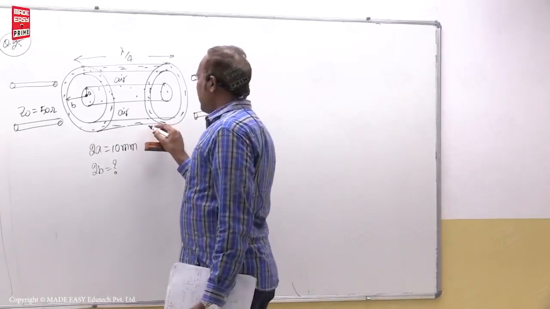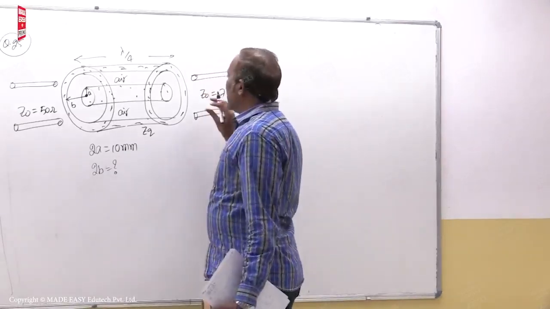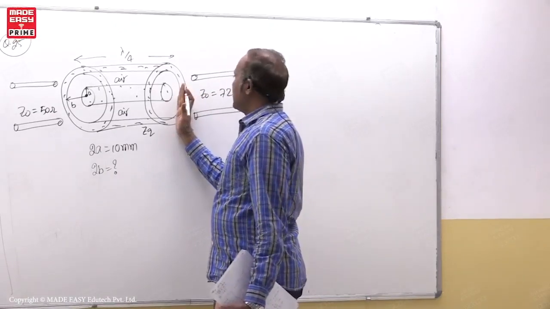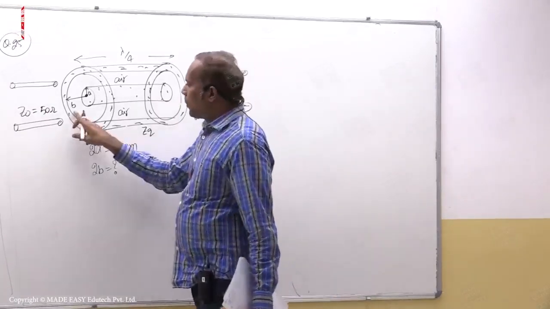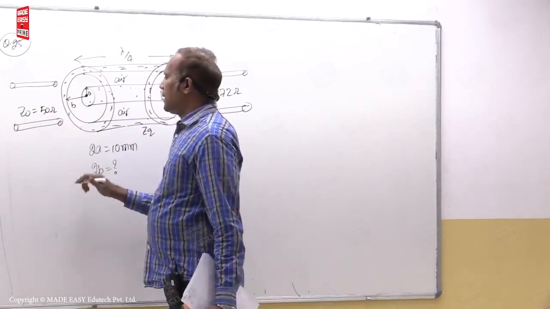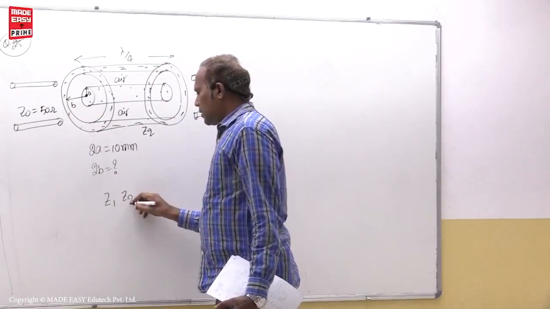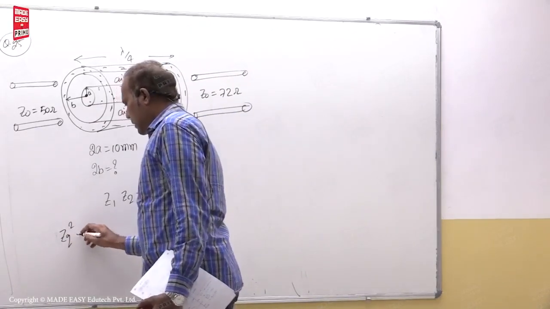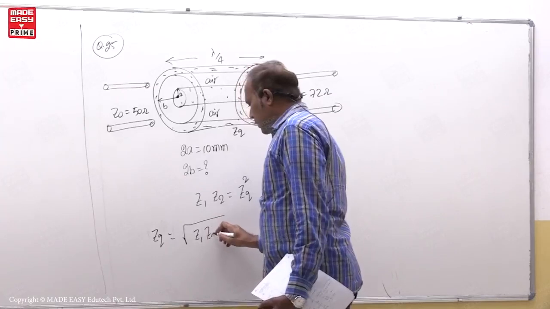Now the characteristic impedance of this is called ZQ. Students, if the output impedance of this is equal to 72, then matching is done here. The input impedance of this lambda by 4 coaxial cable is 50, then matching is done here. So now students, for matching purpose, Z1 into Z2 is equal to ZQ square. Now ZQ is equal to root of Z1 into Z2.